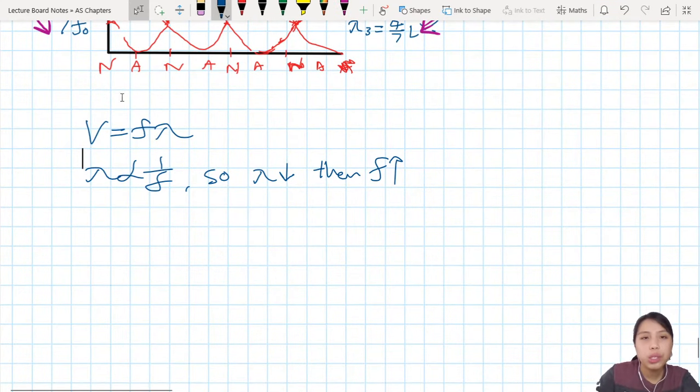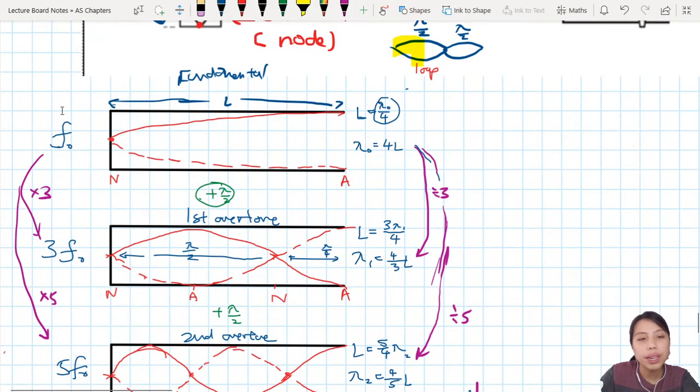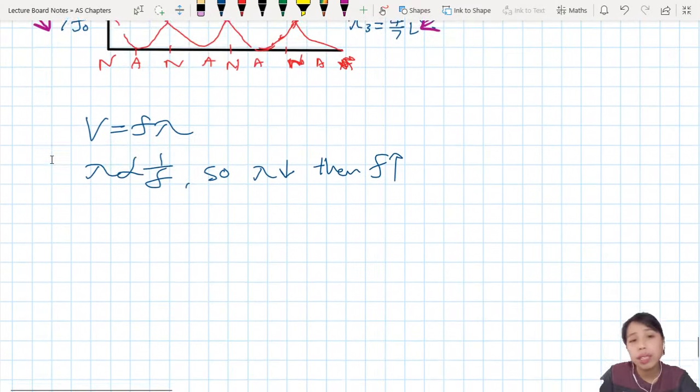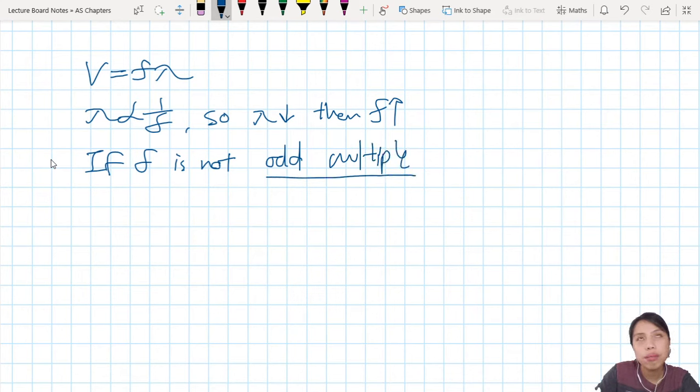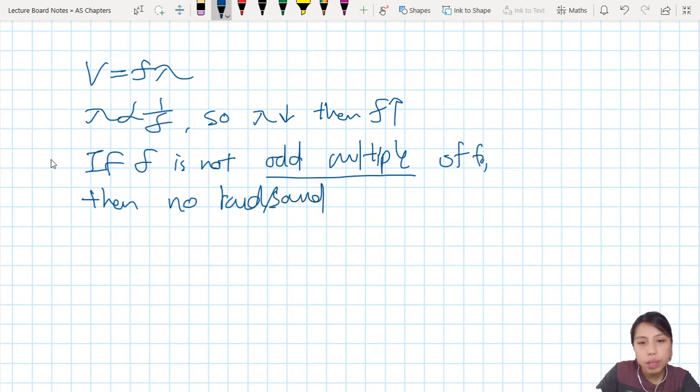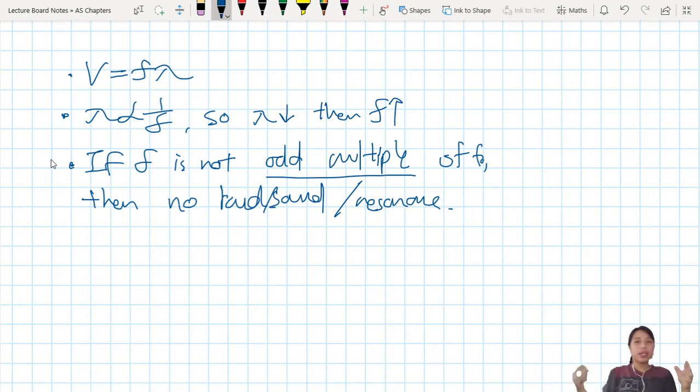If, let's say, you change your frequency generator to some frequency that is not any of these multiples on the left side, it's not the fundamental, it's not 3 times, it's not 5 times, it's not 7 times, you can say, if your f is not an odd multiple. Odd multiple: 3, 5, 7, 9, 11. If not odd multiple of f0, then you won't hear any loud sound. No loud sound. Loud sound or resonance heard. Which is why if I'm trying to make a music note in a pipe, like a trumpet, I will need to blow at a certain frequency, generate a frequency inside the pipe before it can be a loud sound. So if not loud sound, it'll be like that. But if you can buzz your lips at the right frequency, wow, then suddenly it becomes very loud.